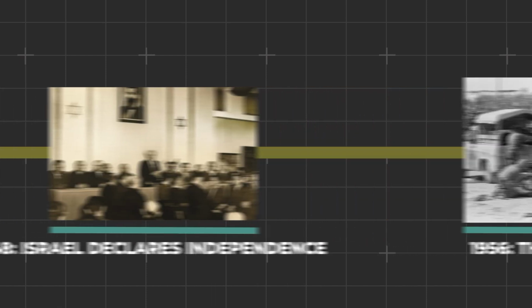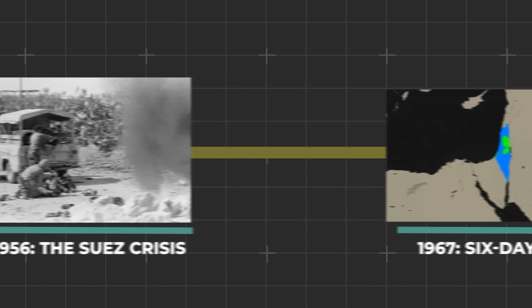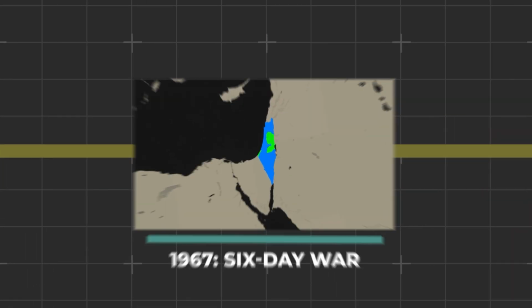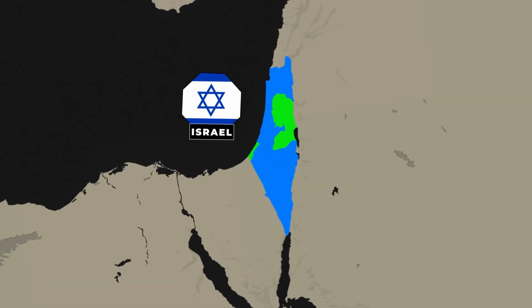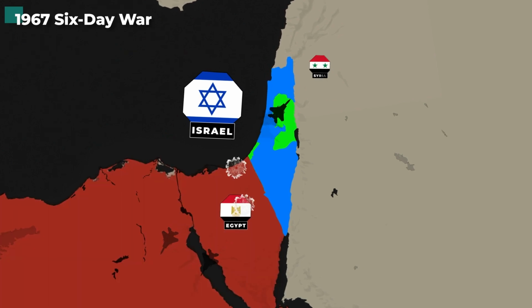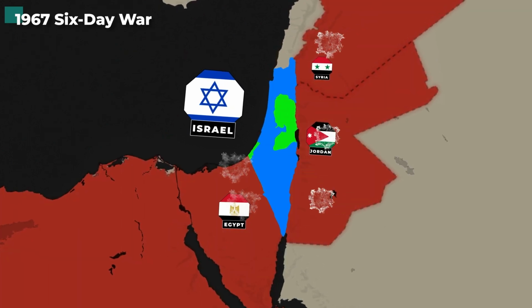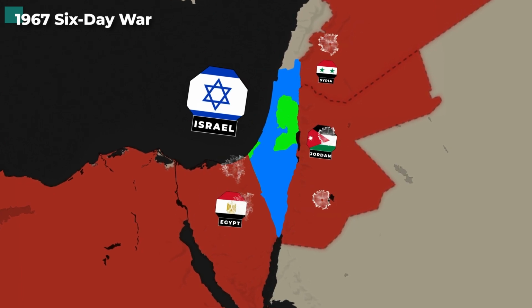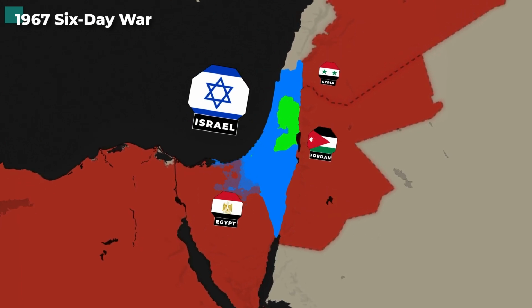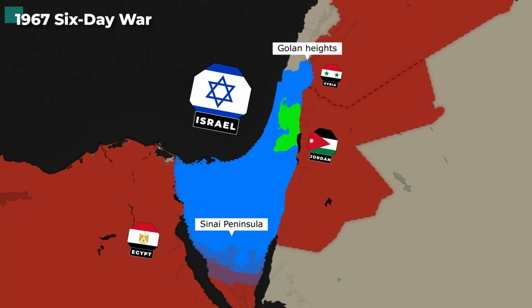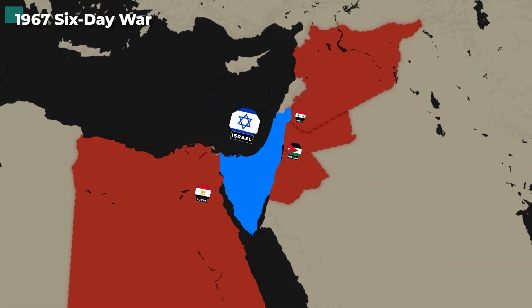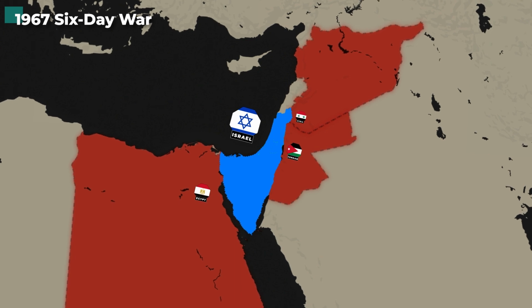Fast forward to 1967. By now, the animosity between Israel and its Arab neighbors had only deepened. On June 5, 1967, Israel launched a preemptive strike against Egypt, Syria, and Jordan, igniting what would become known as the Six-Day War. The results were swift and shocking. Israel captured the Sinai Peninsula, the Golan Heights, the West Bank, and East Jerusalem. This war fundamentally altered the geopolitical landscape of the Middle East.